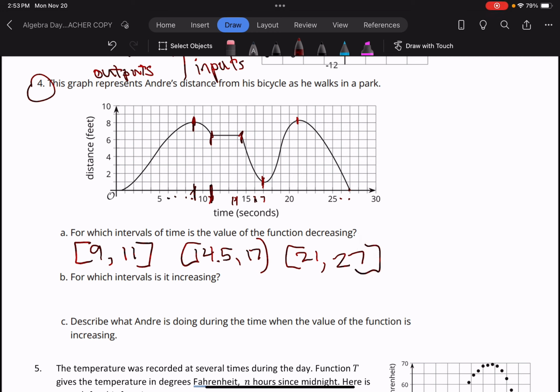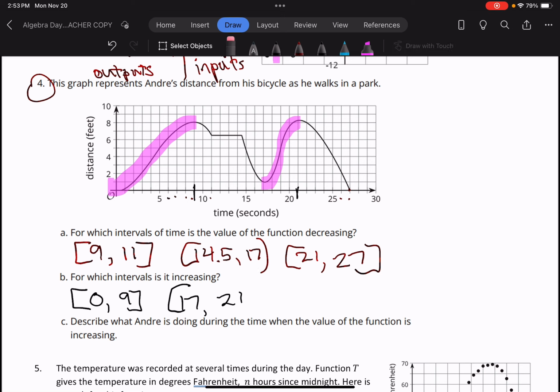All right, for which intervals is it increasing? So now we're looking at the opposite areas here. So our increasing is going to be from 0 to 9. And then it's increasing again from here to here. So that is, oh goodness, let me change that back to pen. 17 to 21 is the places that it's increasing. Let me fix my notation because that looks too curvy. There we go. All right.